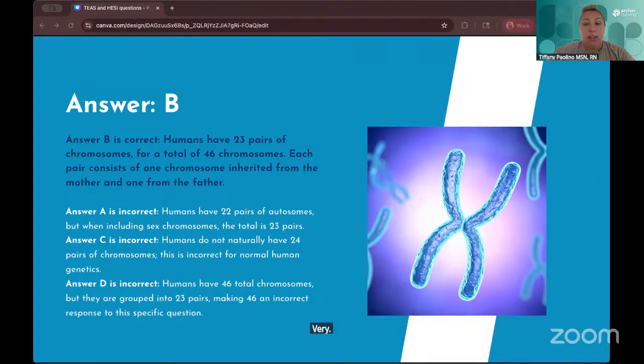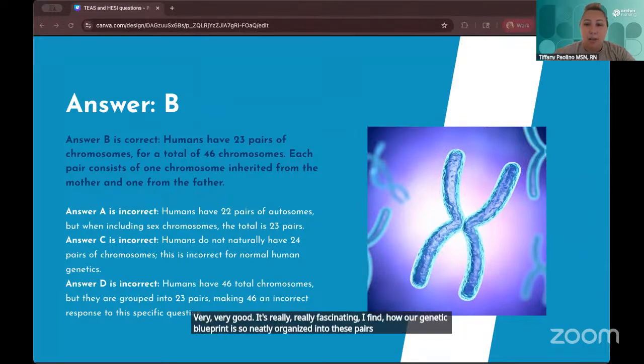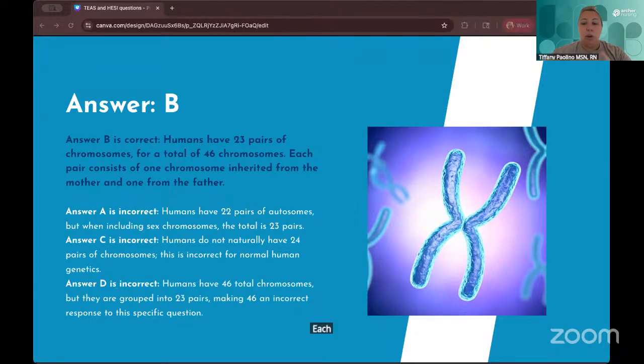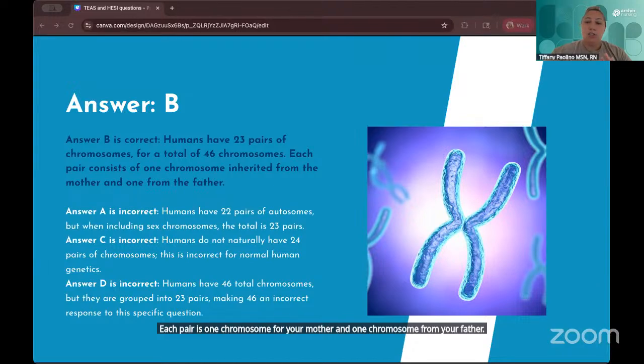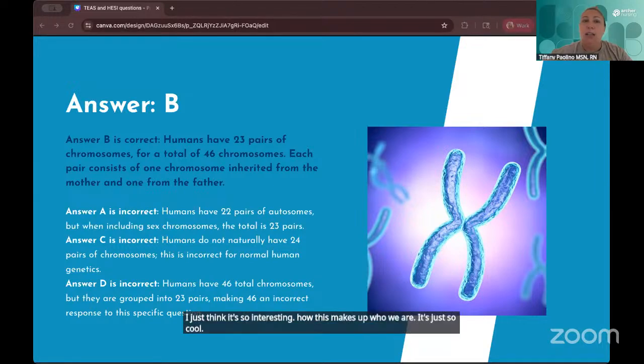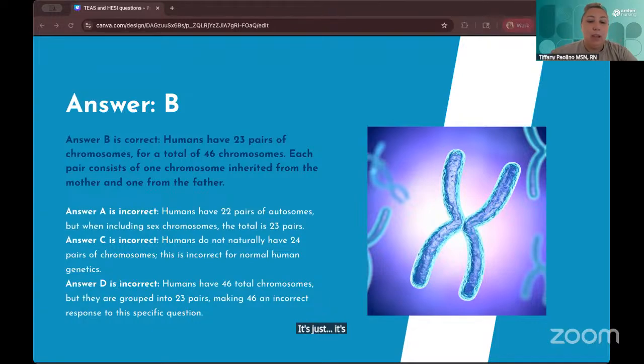Very good. It's really fascinating how our genetic blueprint is so neatly organized into these pairs. Isn't that cool? Each pair is one chromosome from your mother and one chromosome from your father. I just think it's so interesting how this makes up who we are. Science can be really cool, right? Okay, great job. Keep it up.